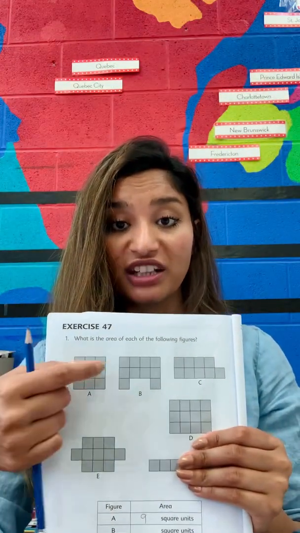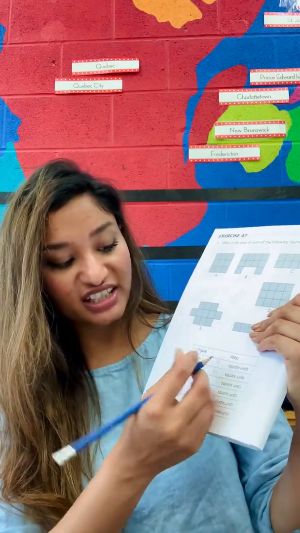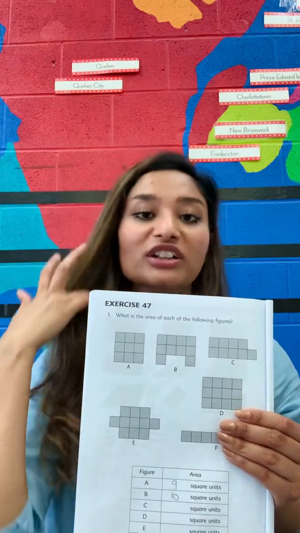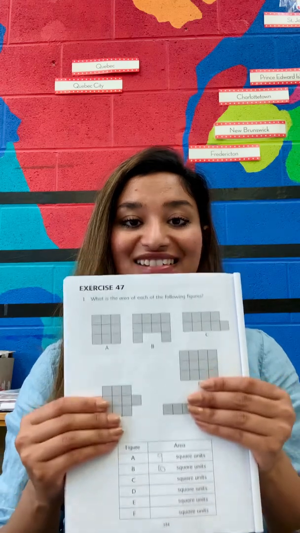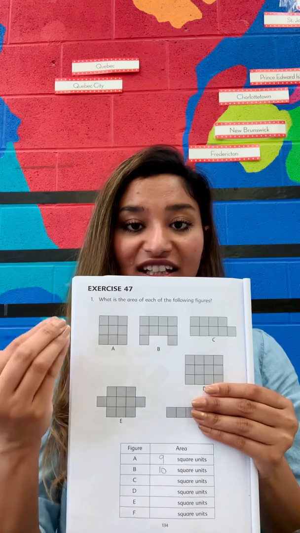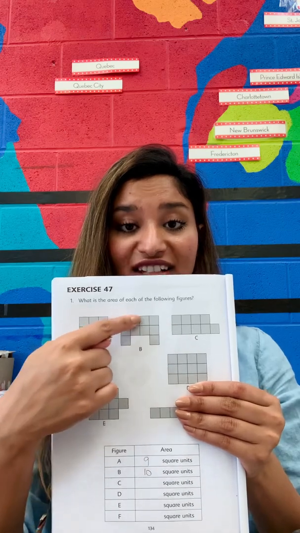Okay. Then you'll go to your second figure. You're going to do the same thing. 1, 2, 3, 4, 5, 6, 7, 8, 9, 10. So for figure B, we're going to say it is 10 square units. Okay? So that's what we need to know. That's the first step to knowing about area. How much space is something taking? This block is taking up 9 square units. This one took 10 square units.